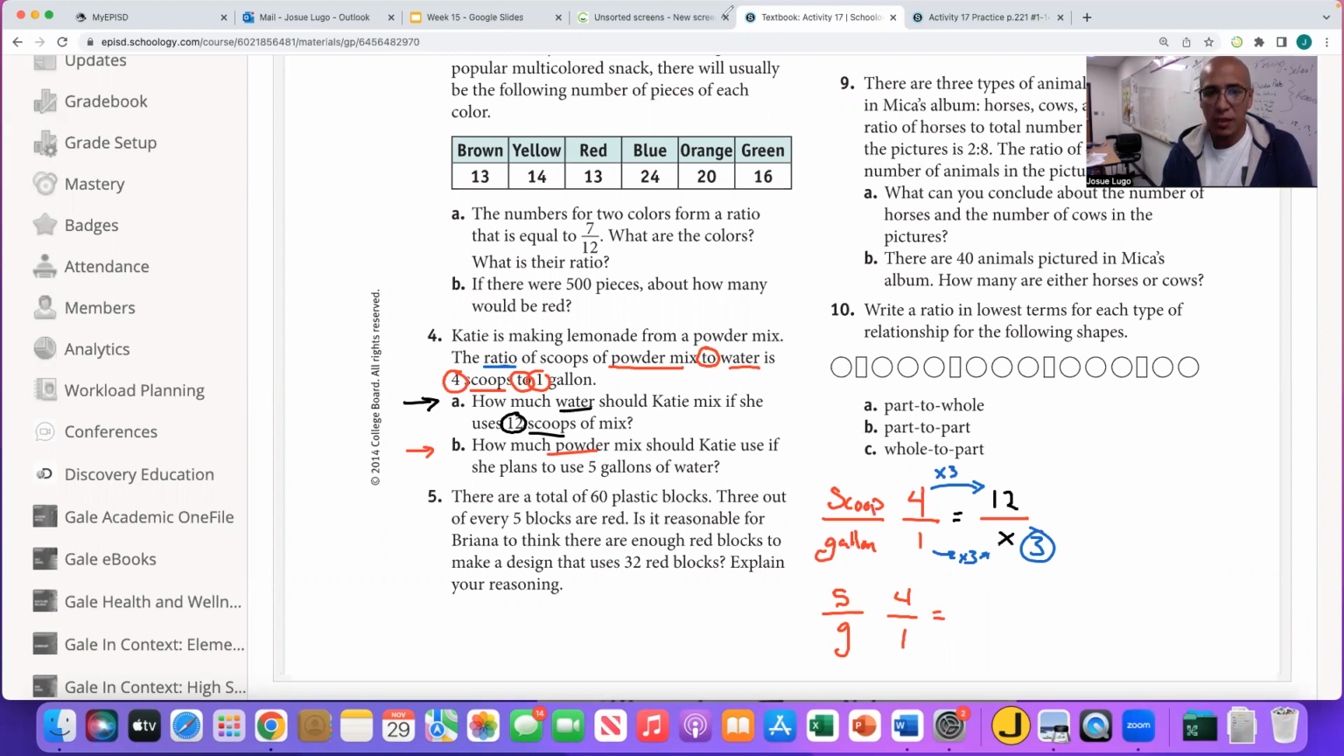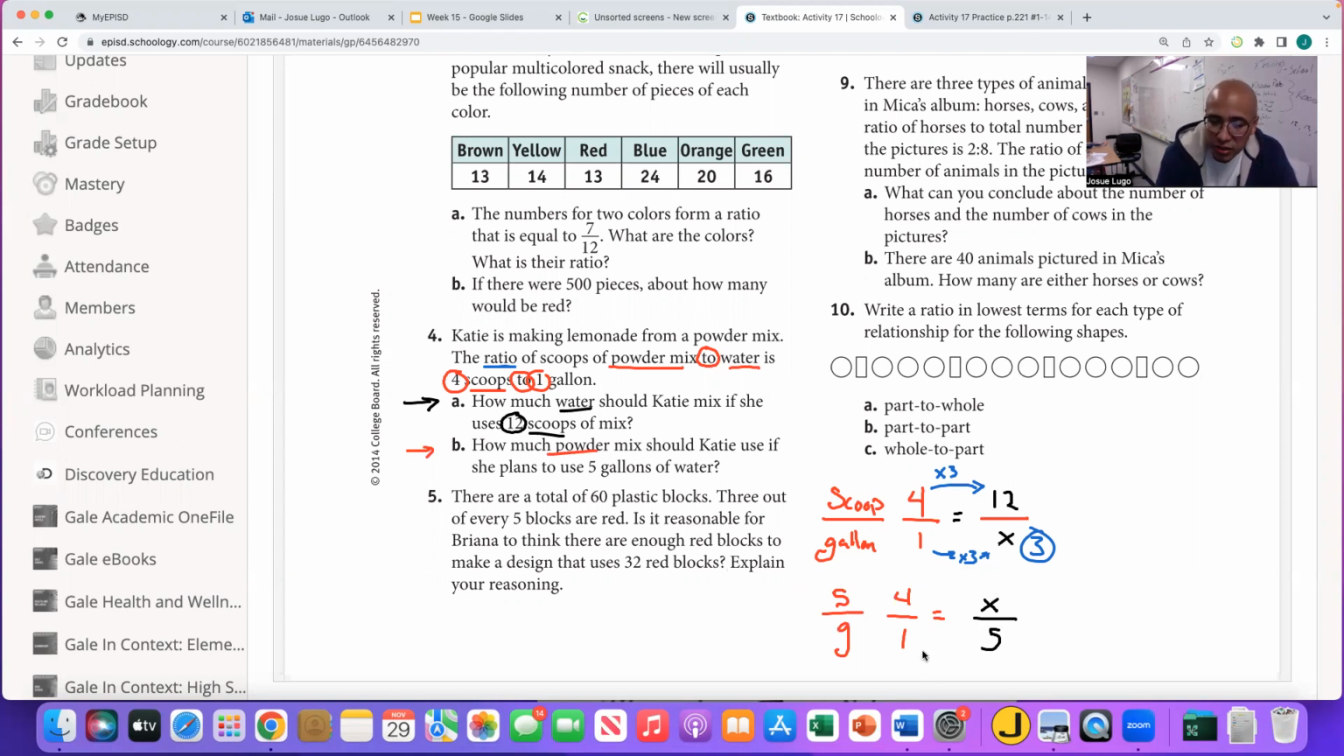However, this time we're using 5 gallons of water. So I'm going to put the 5 on the bottom, and they're asking, well, how many scoops would that be? So ladies and gentlemen, it's the exact same pattern. I'm still using the same ratio, 4-to-1, but this time we know that we have 5 gallons of water, and we're asking, well, how many scoops is that going to be?